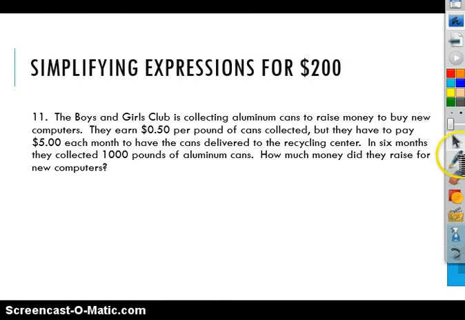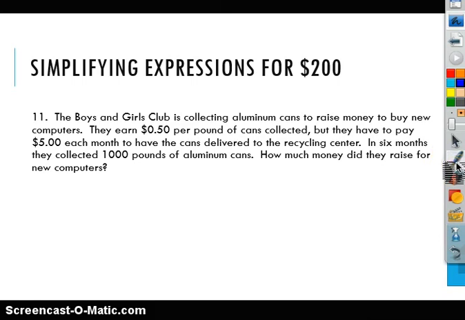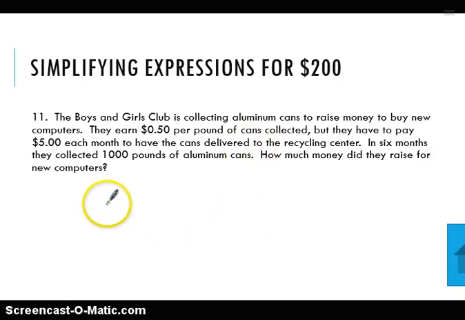So we're back to our Jeopardy benchmark review for quarter 3. Simplifying expressions for 200 says the Boys and Girls Club is collecting aluminum cans to raise money to buy new computers. They earned 50 cents per pound of cans collected. So 50 cents per pound. I'll use P for pound. But they have to pay $5 each month to have the cans delivered to the recycling center. So they're actually going to lose that money, minus the $5. In 6 months, they collected 1,000 pounds of aluminum cans. How much did they raise for the new computers?